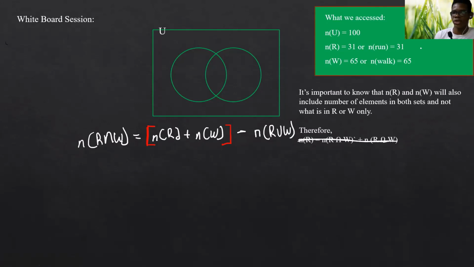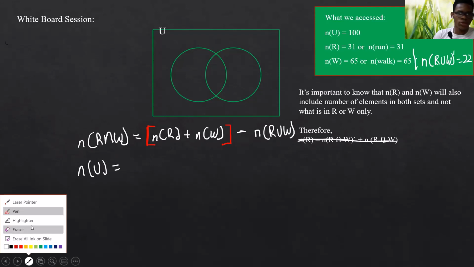Now, in this case, we don't have the union. However, we do have enough information to get it, which is the complement of the union. We know that the complement of the union is equal to 22. It should be easy to get, because the universal set will always be equal to the union plus the complement of the union. Makes sense. Everything in the circles plus everything outside the circles equals the universal set. That's what I'm basically saying.